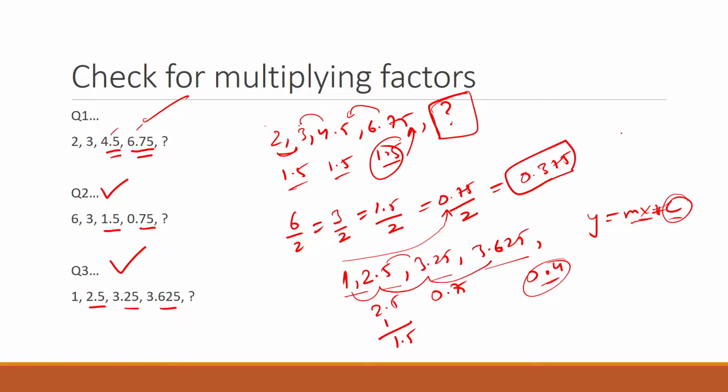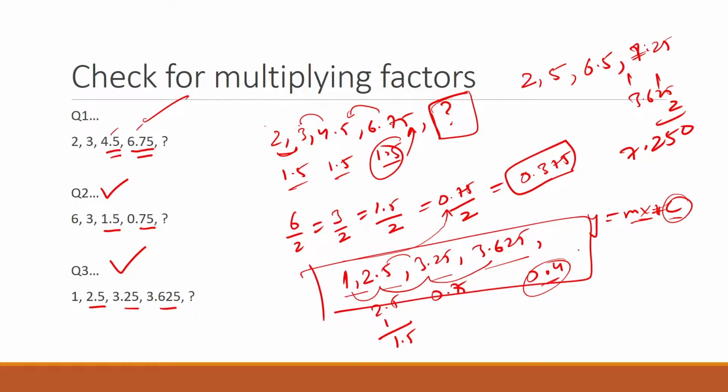So how do we do this one? If you just double this, 2.5 doubled is 5, 3.25 doubled is 6.5, and 3.625 multiplied by 2 is 7.25. So 7.25 is the next number. So what we have done is multiplied the whole number series with 2.